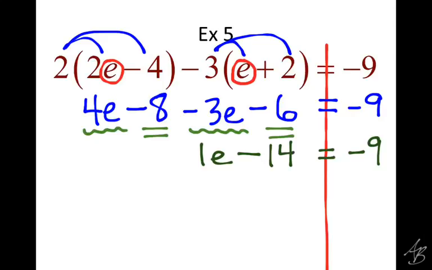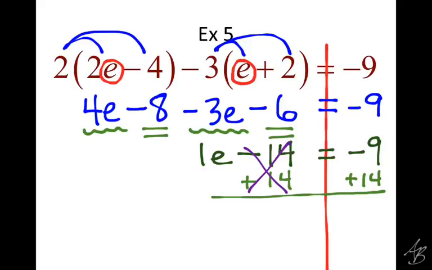What do I need to get rid of, though, to get the e by itself? I need to get rid of that minus 14. How am I going to get rid of the minus 14? I'm going to add 14. So I add 14 on both sides. On the left side, those 14s are going to cancel each other out, which leaves what?